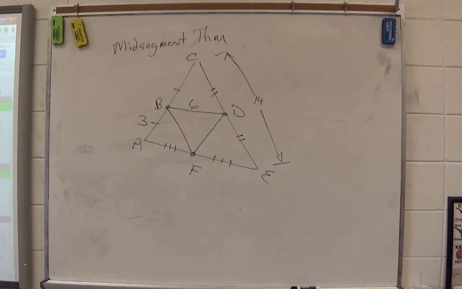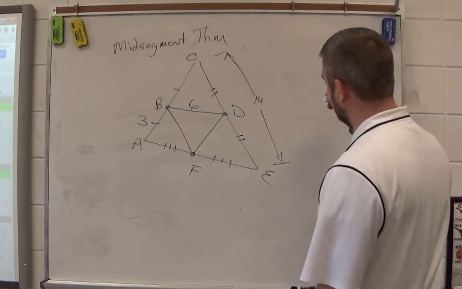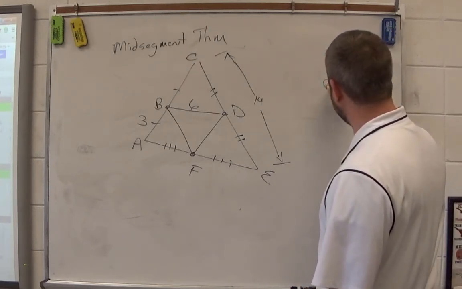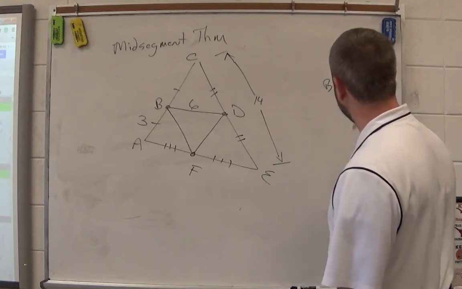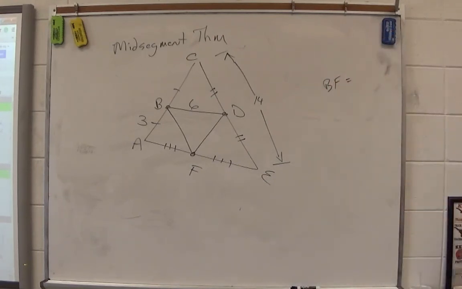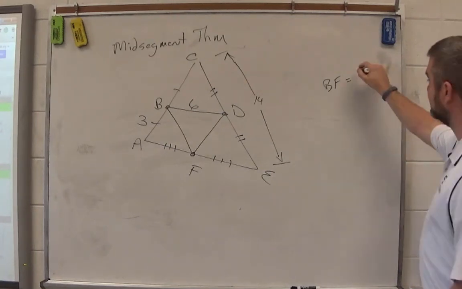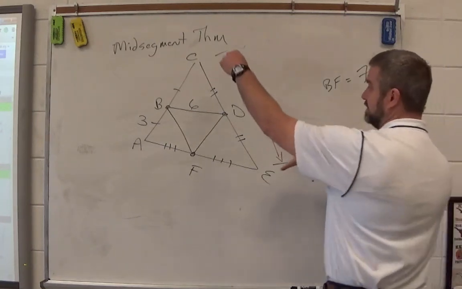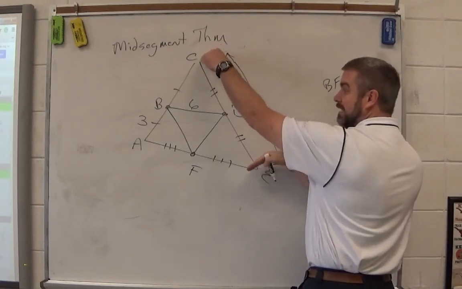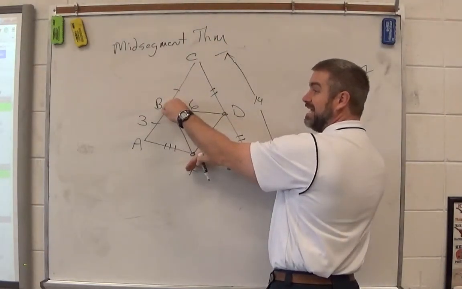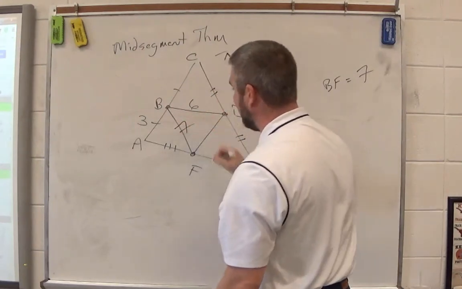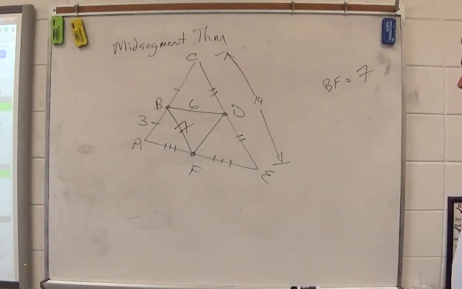But if that's true, then what is the distance of BF? 6 or 7? It's 7. Why? Because this side is 14. The mid-segment to that side has to be half as much. It has to be 7. All right? So that means that DF is 3.